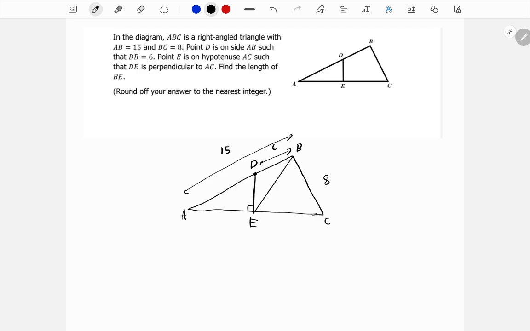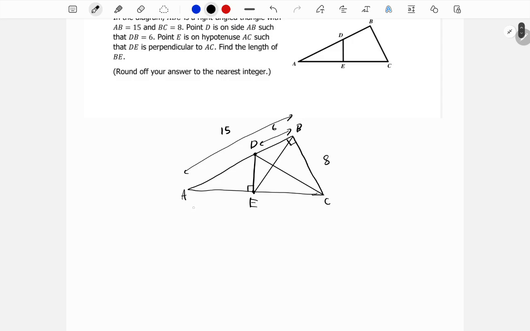Okay, so let's go ahead and draw the line BE, and also I'm going to draw the diagonal DC as well. And the next thing I'm going to do is try and find the values of some lines, right? So the first thing I want to do is find AC. So AC, by the Pythagorean theorem, is just the square root of 15 squared plus 8 squared, which is 17. So I get 17. And since DB is 6 and AB is 15, that means AD must be 9.